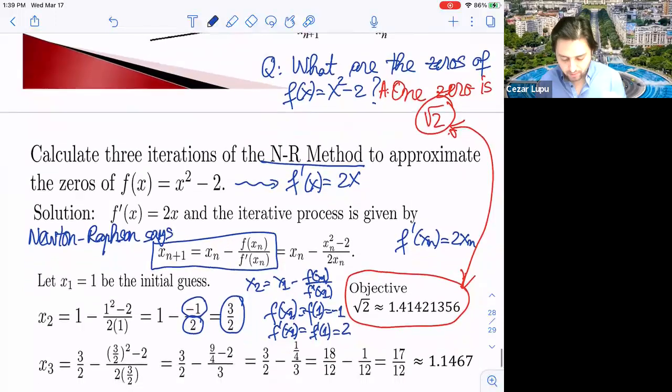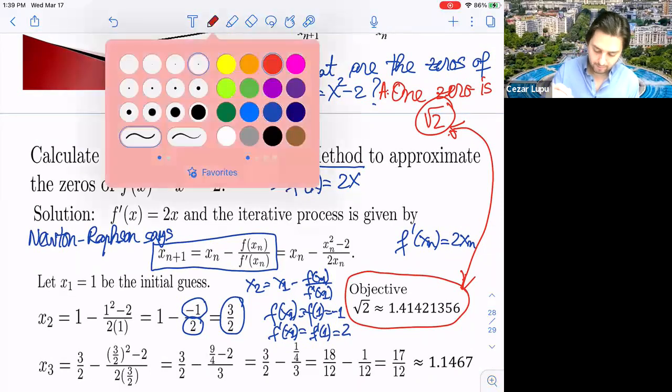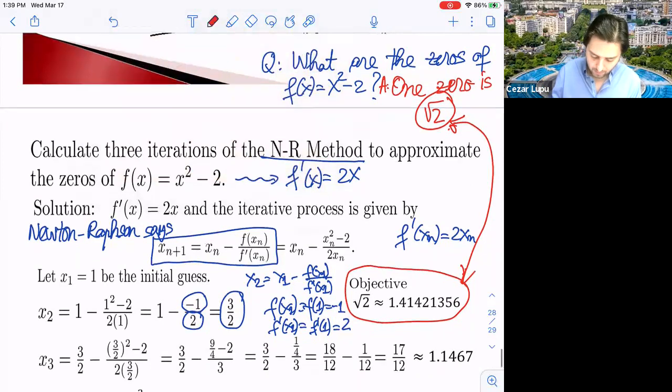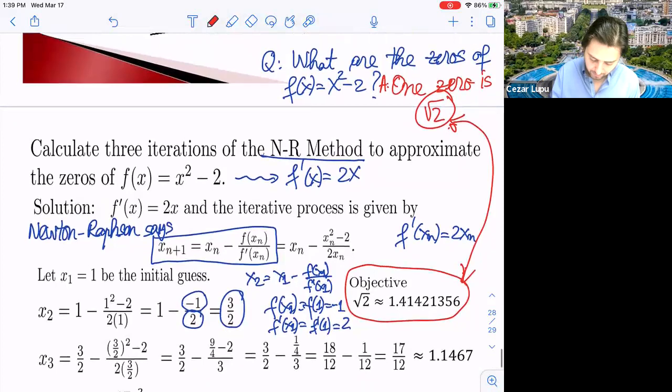Let's go with another one. Oh my, this is a computation, so we're just going to look at it. Well, it's a bit computational. So x3 will be x2 minus f of x2 over f prime of x2, right? So let's write that. Let me write here, x3 is x2 minus f of x2 over f prime of x2.